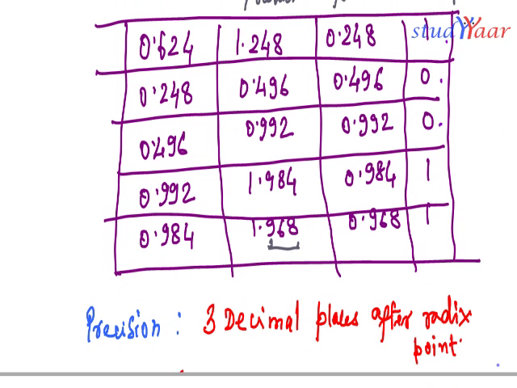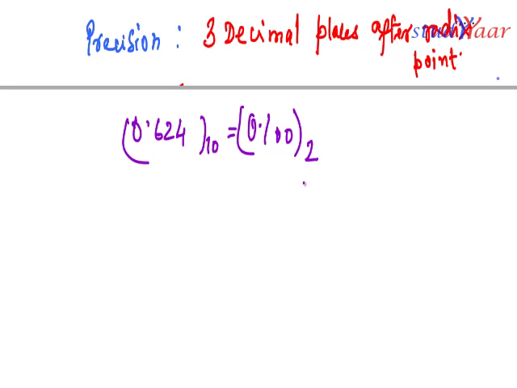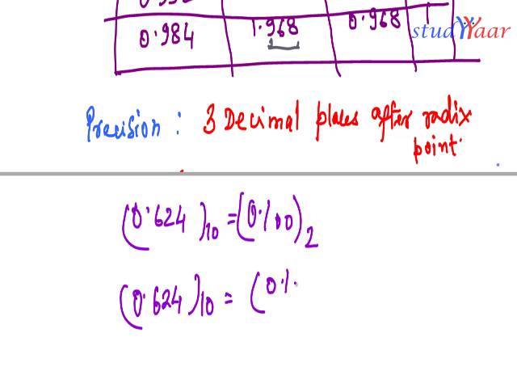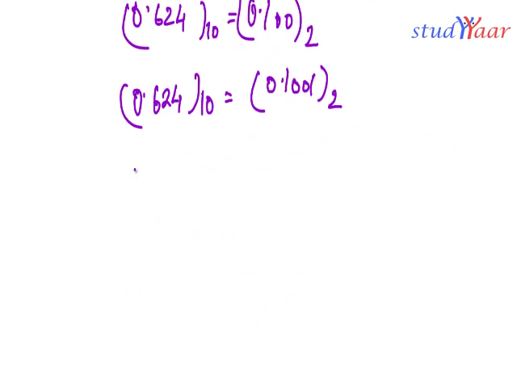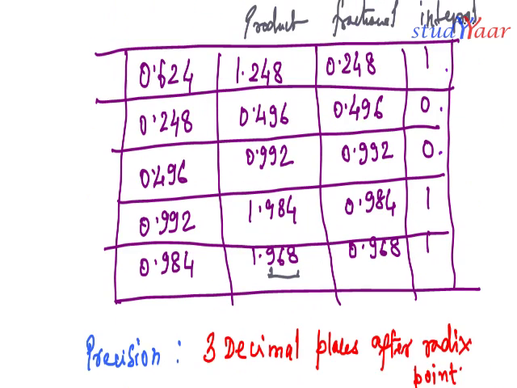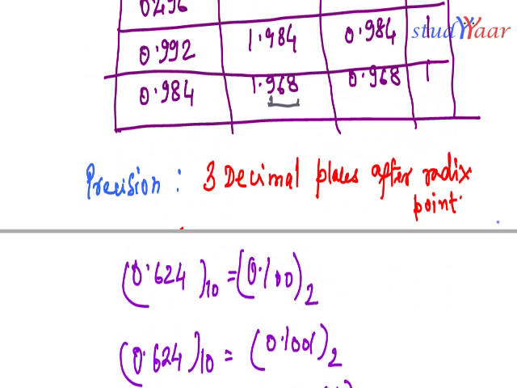If I wanted precision of 4 decimal places after radix point, I could write it as, I'll take the first 4 integers, 0.1001. Okay, and similarly if I wanted 5 decimal place precision, I would write it in the same way. So in this way I can go on proceeding like this until I get my required precision.